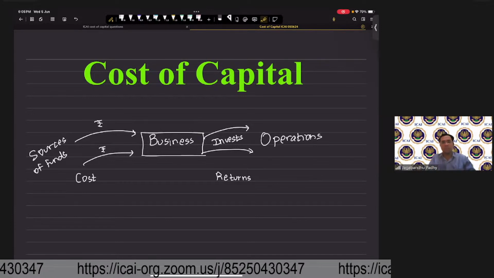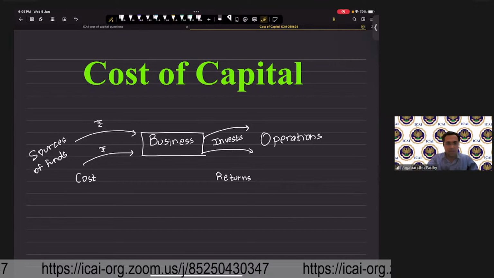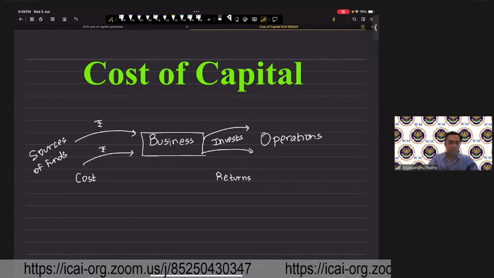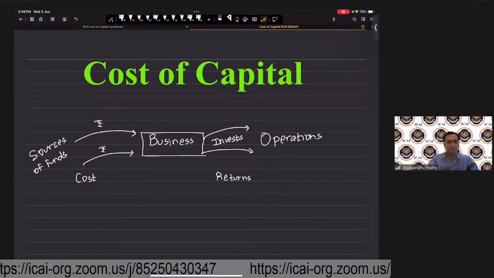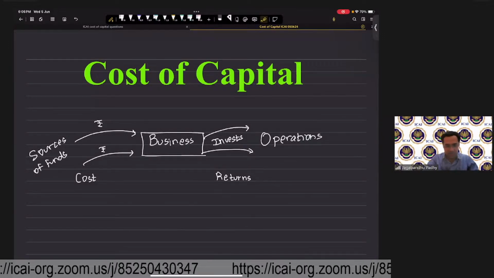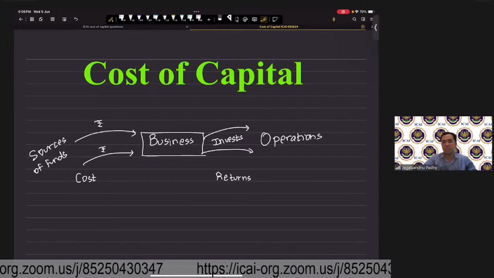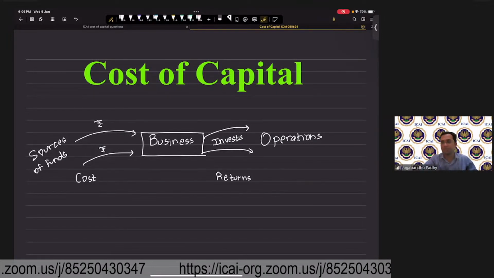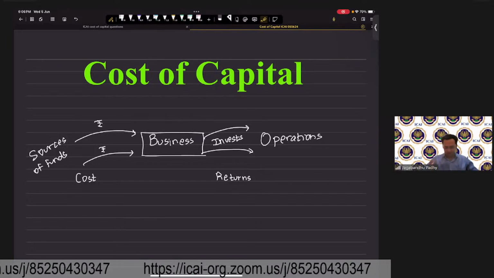If I ask you what are the various sources from where you can raise money, can I get some answers from you? Can you name a few sources of money? Yes, participants, can you tell me what are the sources of funds you can think of? What are the sources from where a business entity can raise money?